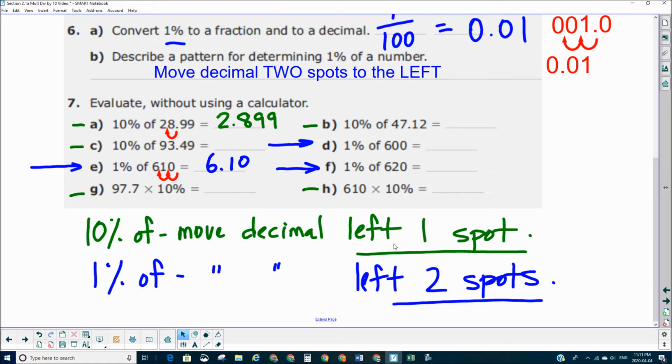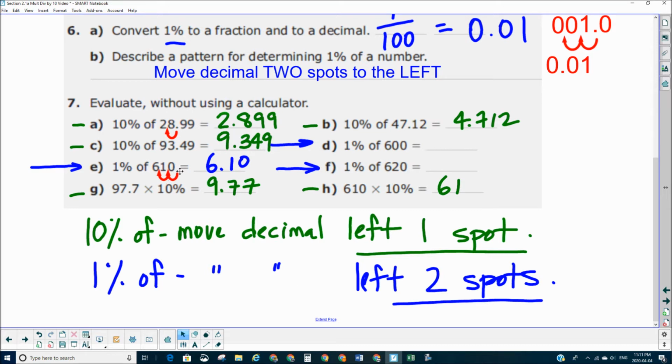Okay, we're back. Let's confirm that we get these right. So 10% of 47.12, we move it 1 decimal place to the left, is 4.712. 10% of 93.49, we're going to move this 1 decimal place to 9.349. Let's skip and do all the 10% ones. So moving this 1 decimal place over becomes 9.77. And the last 10% one is here, 610. Moving it 1 decimal place over gets us 61. You could write 61.0, but we don't need to.